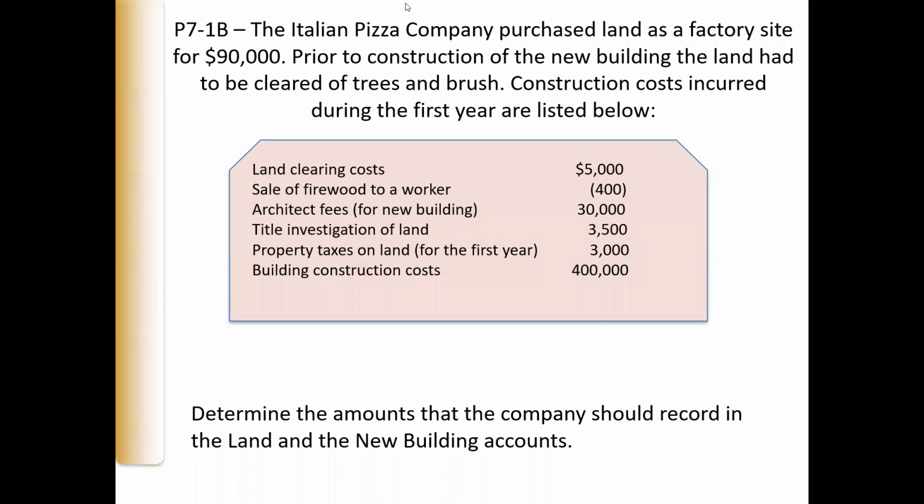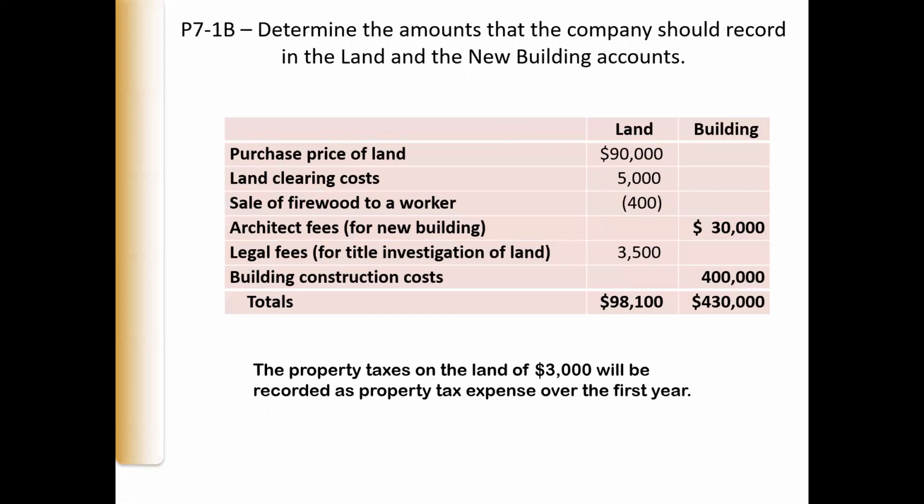Okay, so let's look at this. We're going to have, for the land, we will take the purchase price of the land, plus the clearing costs, minus the sale of firewood to a worker, plus the legal fees for the title investigation of the land. So the portion that makes up the cost of the land will be $98,100.